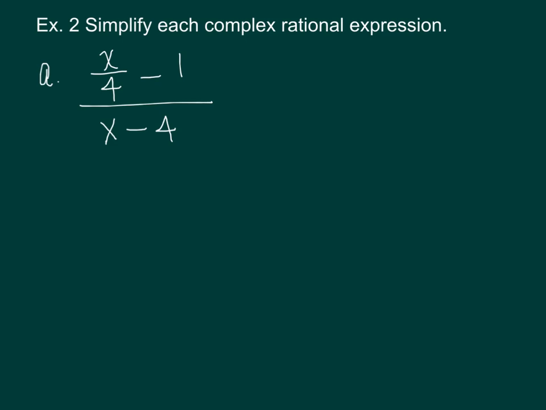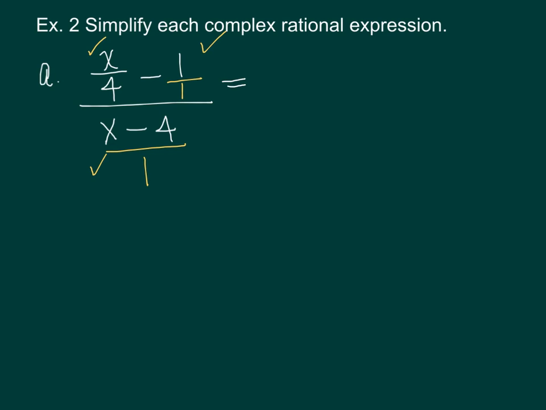Example 2. Now we're going to be simplifying each complex rational expression. Basically, a complex rational expression means that you have more than one fraction. Your numerators or your denominators contain one or more rational expressions. So if you look at the top, this is over 1. This is over 1. The top has 2 fractions and the bottom one has 1. So you see 1, 2. So it's 3 fractions altogether.